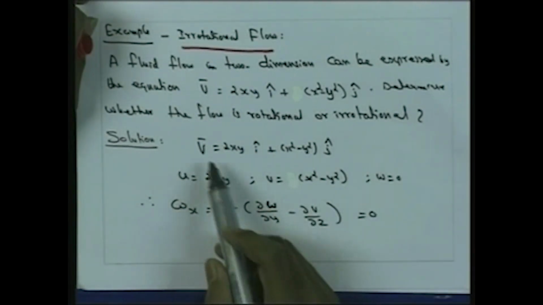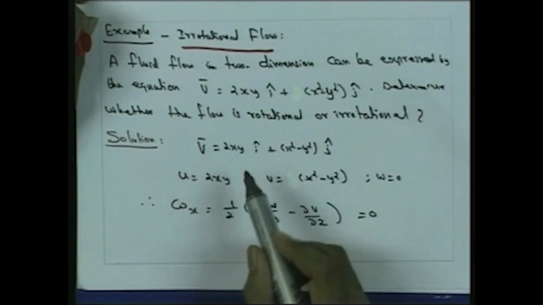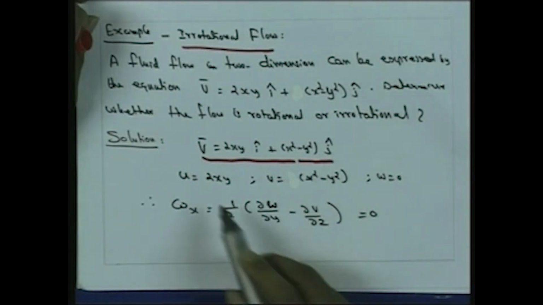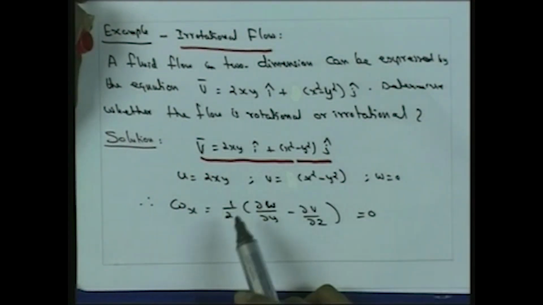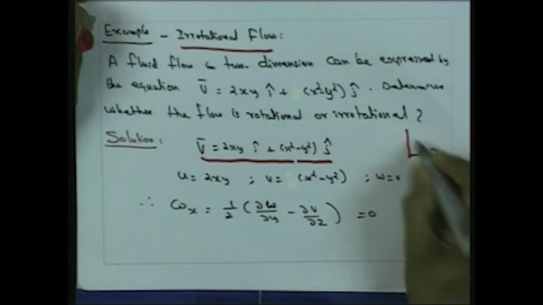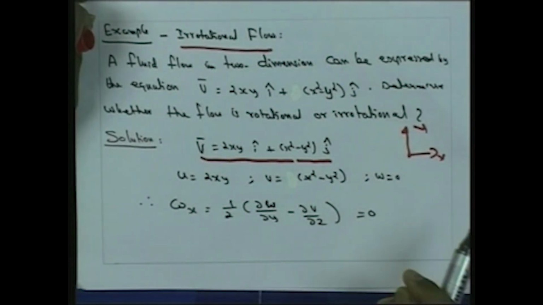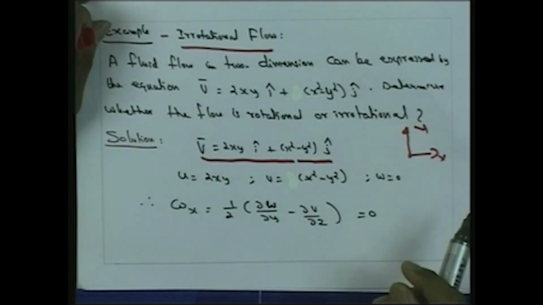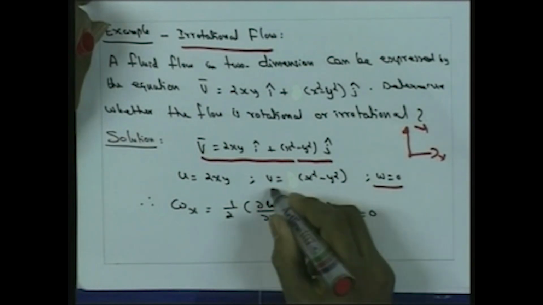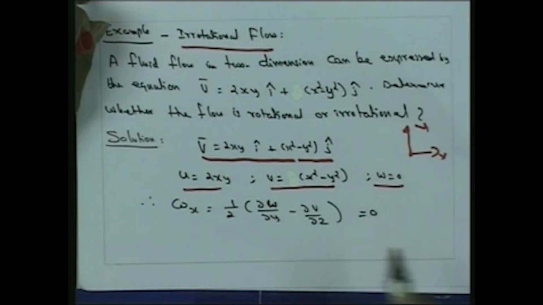Since the velocity vector is defined as v bar is equal to xy i plus x square minus y square j, this is the velocity in two dimensions. So u, the velocity in x direction, can be written as u is equal to xy, and v is equal to x square minus y square. Since we are considering a two-dimensional flow, w is equal to 0. So u is equal to xy, v is equal to x square minus y square and w is equal to 0.